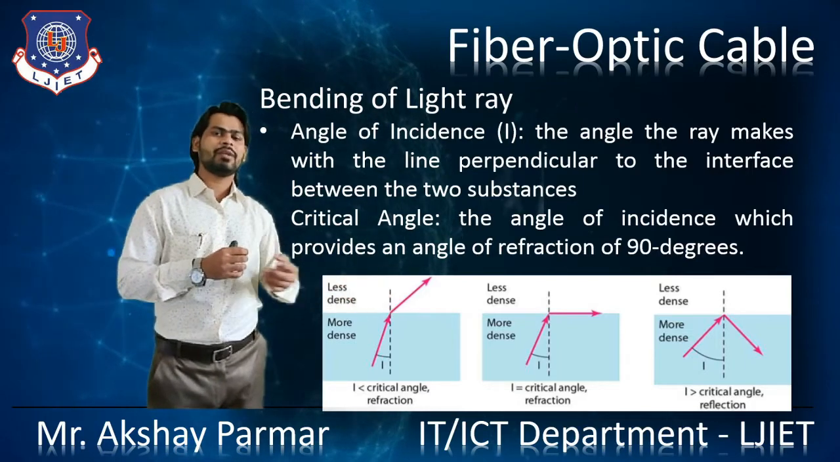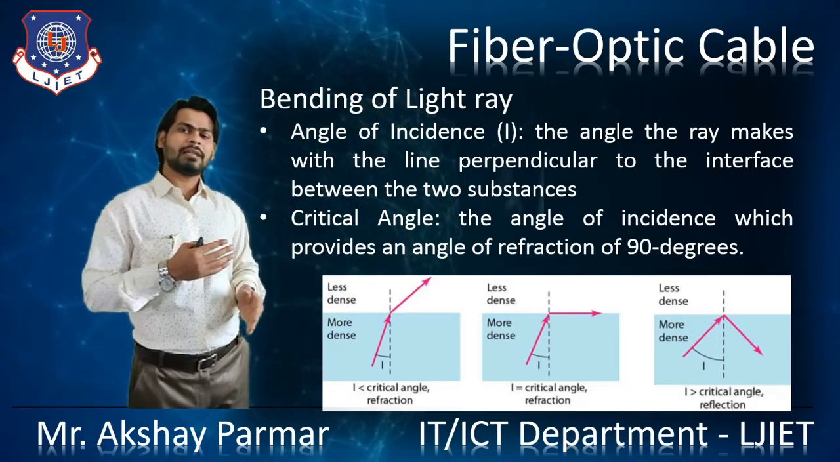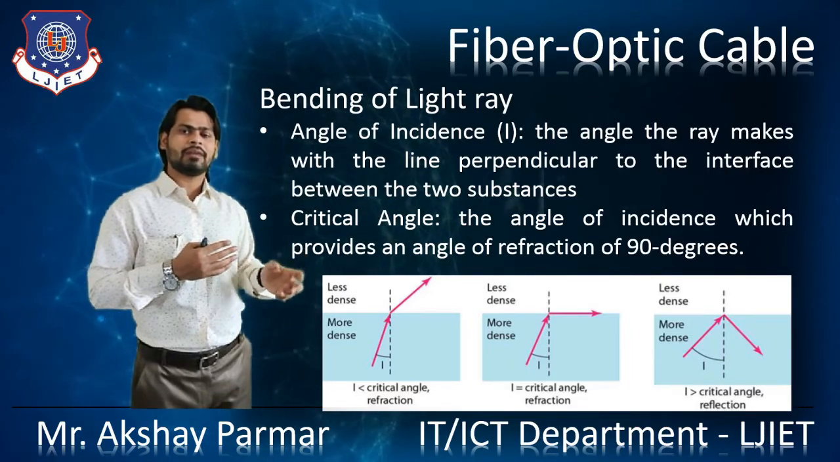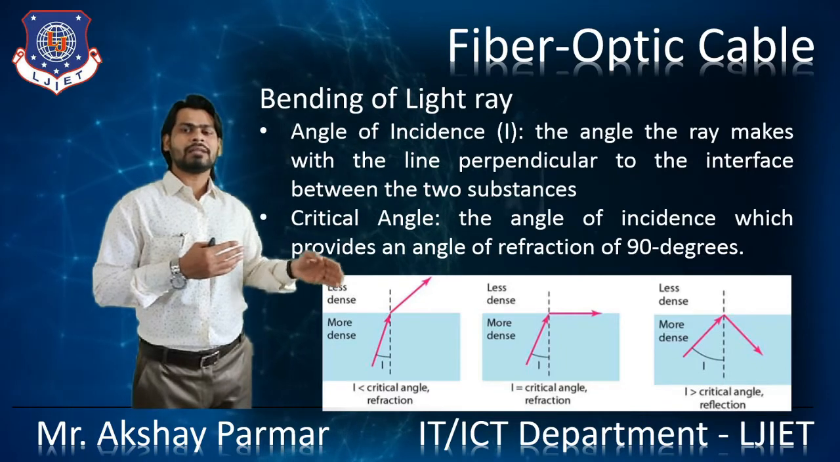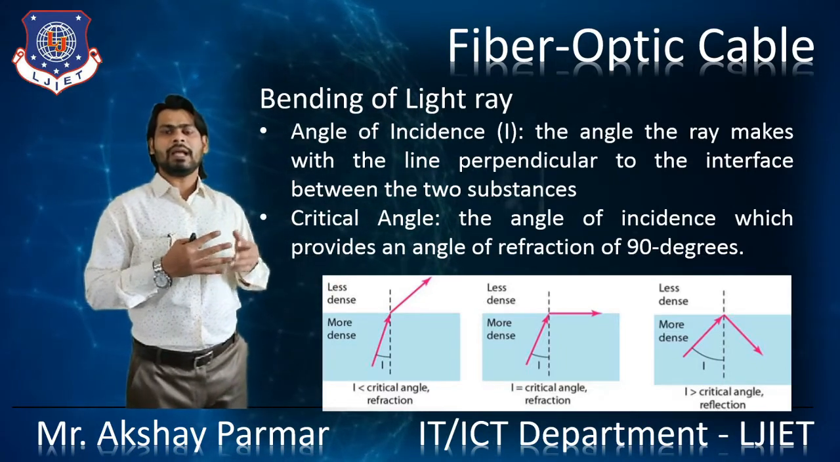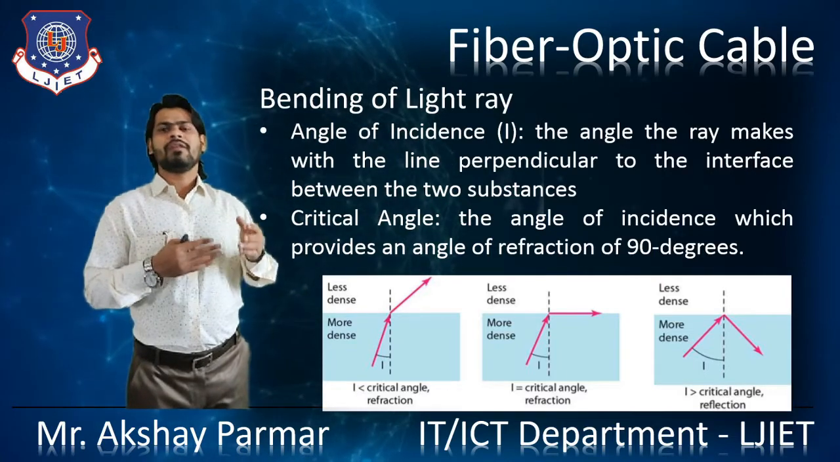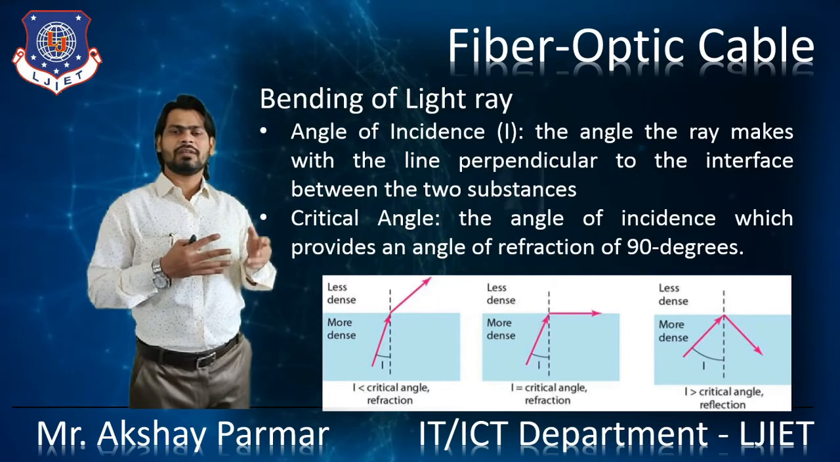In the second figure, you can see what the critical angle is. The line is at the angle of incidence, and the line is reflecting toward the 90 degree, which is called the critical angle, right? So that's how, if we are increasing the angle, the light reflection is changing.